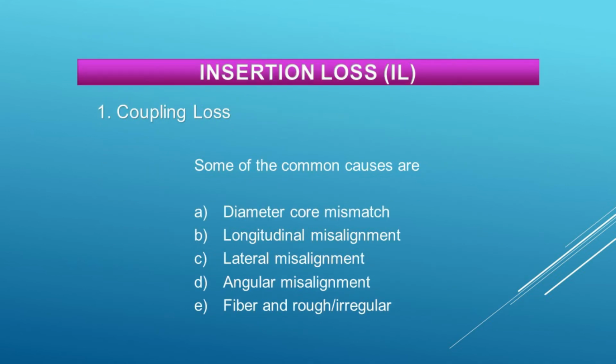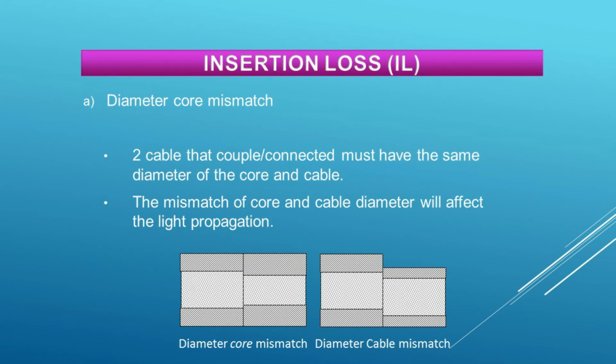Insertion loss yield. 1. Coupling loss. Some of the common causes are core diameter mismatch. Cables that are coupled must have the same diameter of the core and cable. The mismatch of core and cable diameter will affect the light propagation.